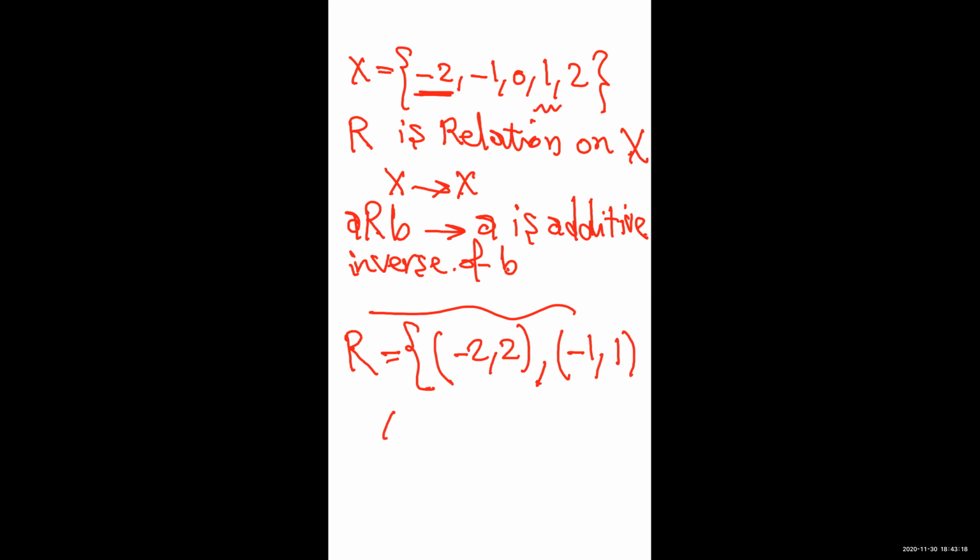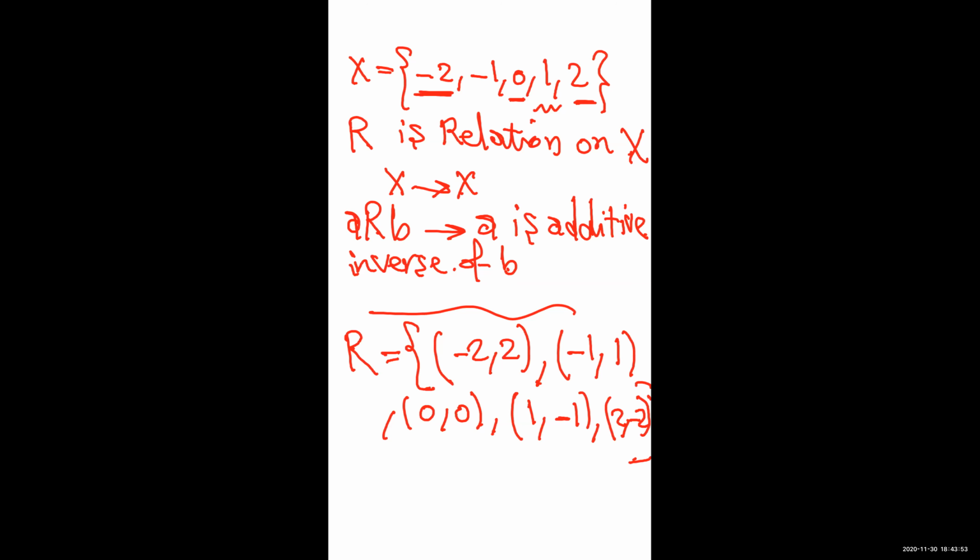And then the next term is 0. Actually, the additive inverse of 0 is 0. So 0 and 0. Then the next element is 1, so 1 and -1. And the last element here will be 2, so 2 and -2. So this is the relation. If we want to represent it using an arrow diagram or Cartesian diagram, it will be very easy.